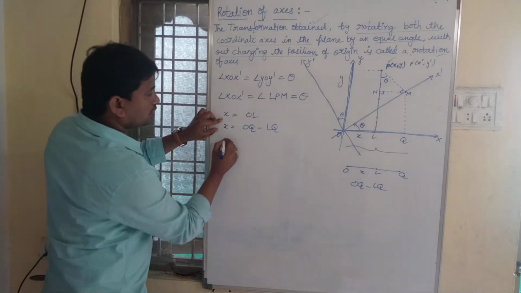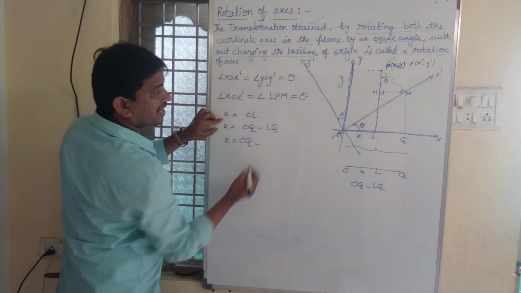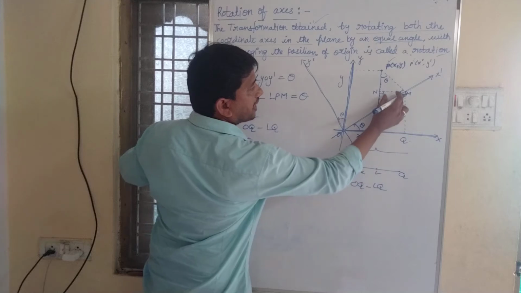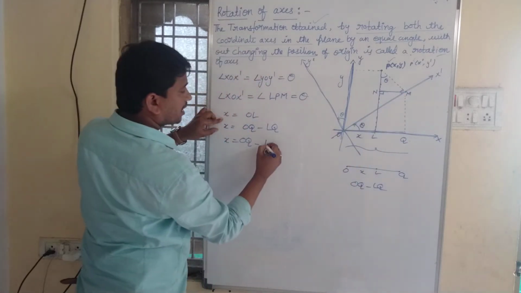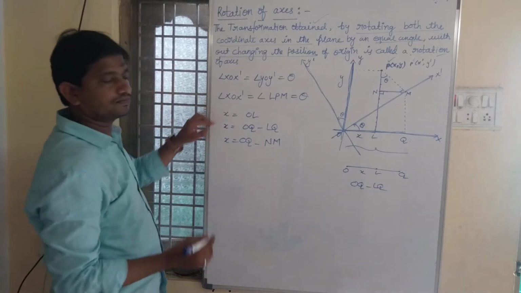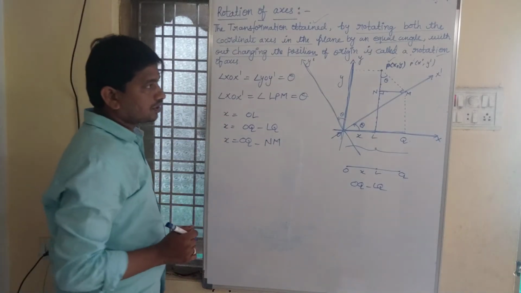x is equal to OQ minus LQ, which is equal to NM. LQ and NM are the same, so I can write it as OQ minus NM. Right? Now, children, where is OQ? This is our OQ.